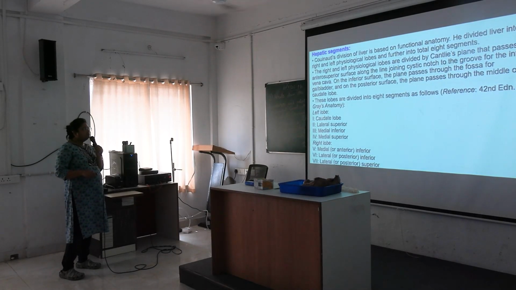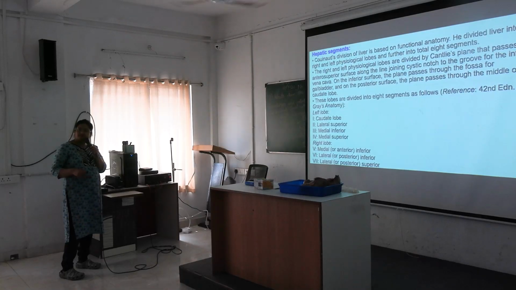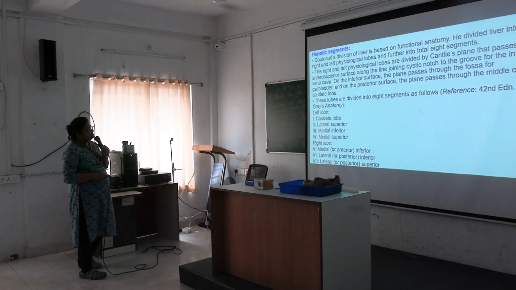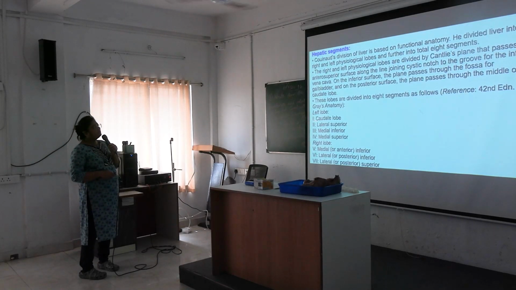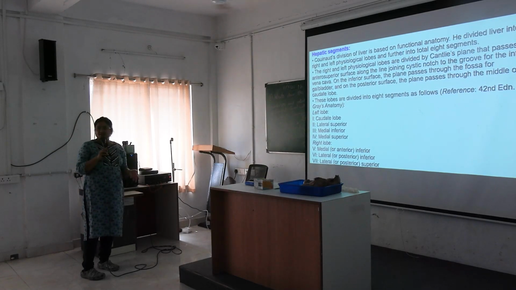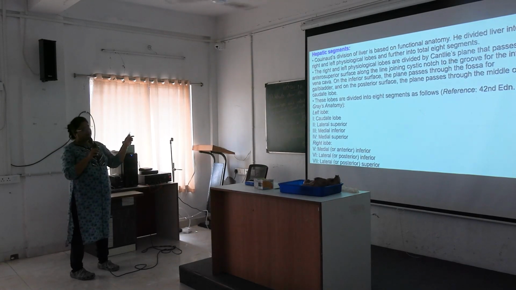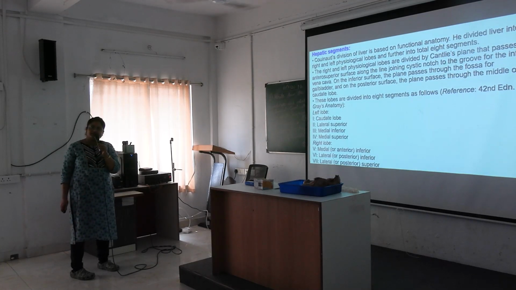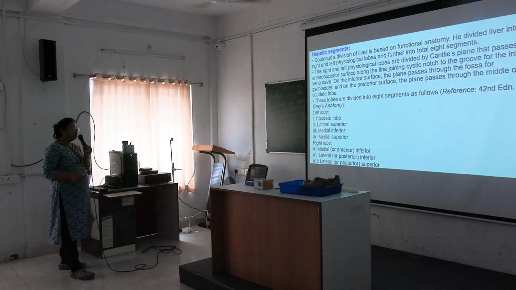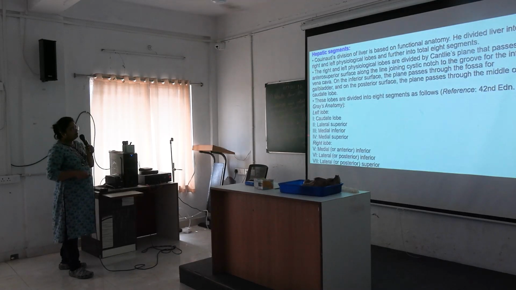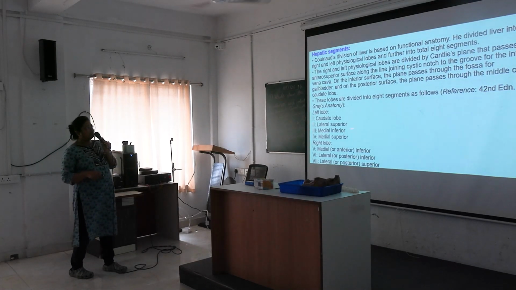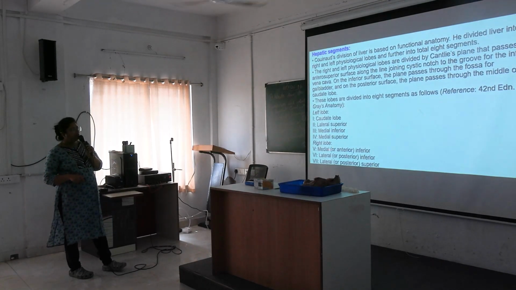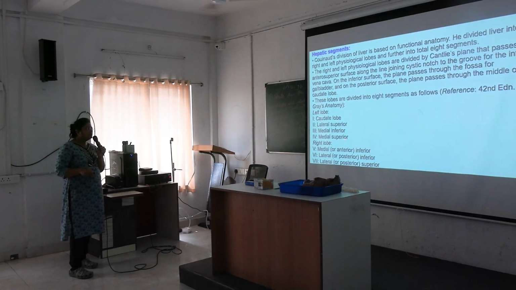The left lobe is divided into segments 1, 2, 3 and 4. This is also important. Segment 1 includes the caudate lobe. Mainly the caudate lobe and quadrate lobe are asked as Couinaud segments. This is important for your MCQ part. So the caudate lobe is segment 1. Segment 2 is lateral superior. Segment 3 is medial inferior, and segment 4 is medial superior.